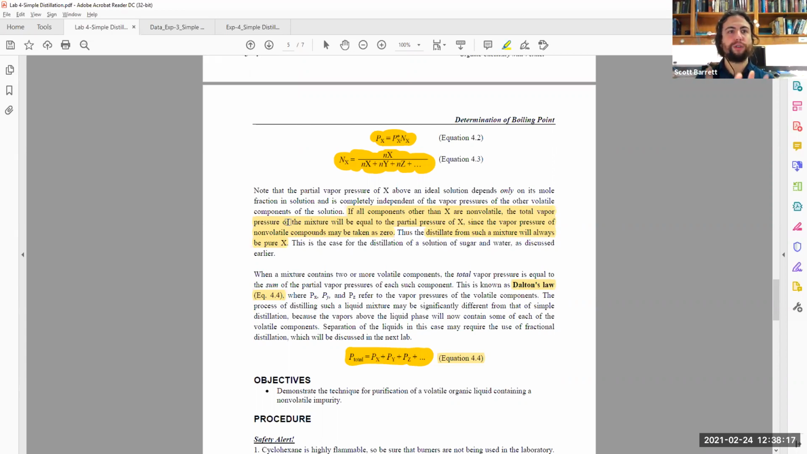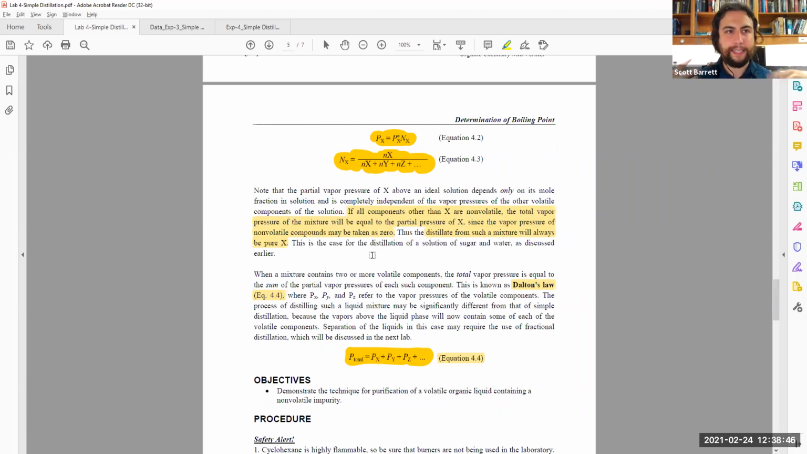The total solution itself requires more energy to remove that pure water, but even with that concept, we still have to remember at the end of the day that the pure water at the still head is still 100 degrees Celsius because it's a pure ideal solution of water when it's boiling up there. If all components other than X are non-volatile, the total vapor pressure of the mixture will be equal to the partial pressure of X, since the vapor pressure of the non-volatile components may be taken as 0.